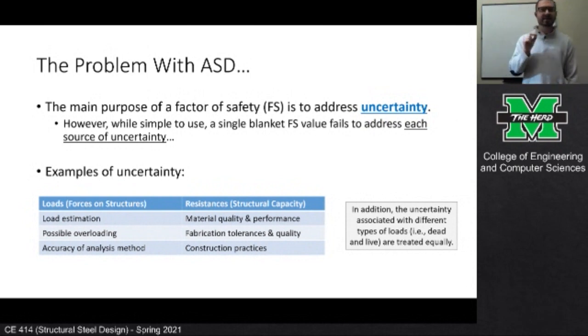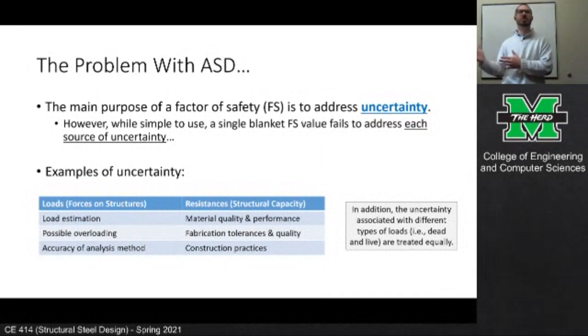Well, there's going to be differences in the material quality and the performance from one desk to another. There's going to be differences in the fabrication. I mean, when you fabricate an element, there are tolerances for where the holes are drilled. Even if they're drilled by a machine, machines are accurate to within a given tolerance. They're not laser perfect and precise 100% of the time.